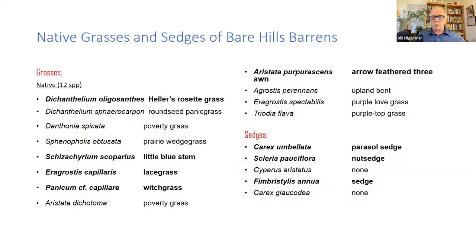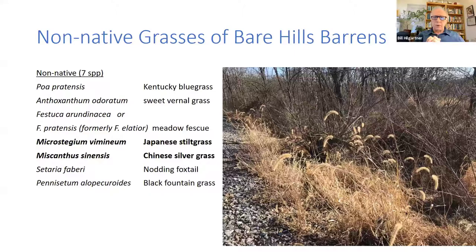There are also some non-native grasses that have been coming in, but with the exception of the two in bold, they have not been really that important. They're not really sneaking in all that much. You can see Kentucky bluegrass, sweet vernal grass, fescue, but the Japanese stiltgrass and the Chinese silvergrass are moving in. I'll talk about that. And some nodding foxtail. And unfortunately, this past summer, I saw black fountain grass for the first time there. Those of you who know, that's one of the newer invasives.